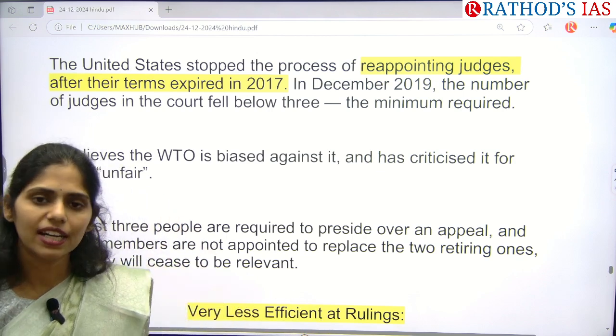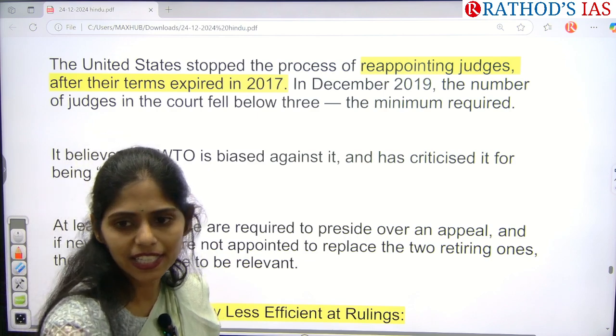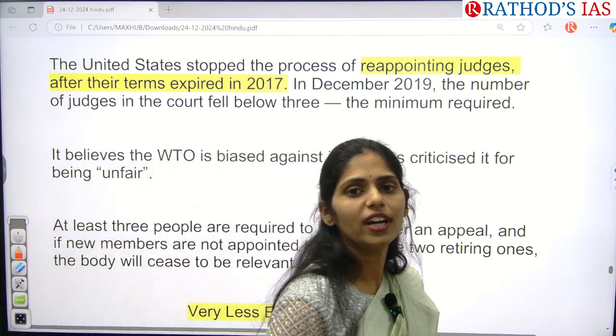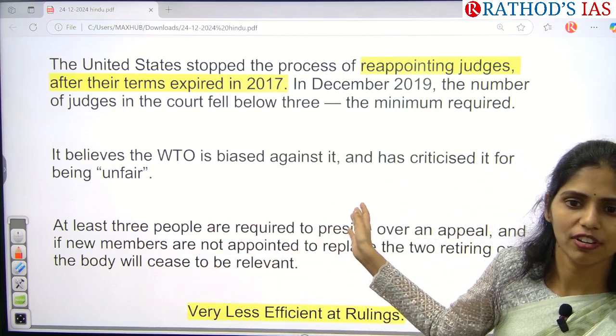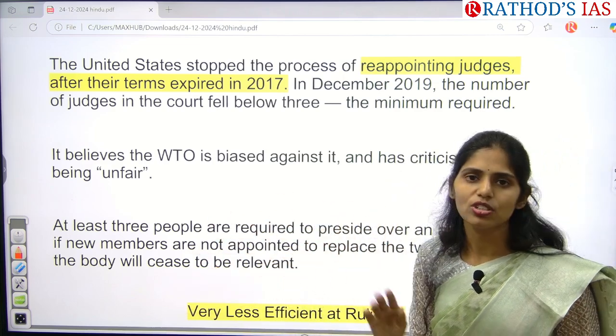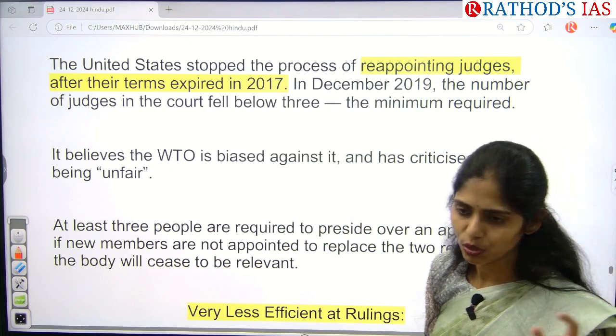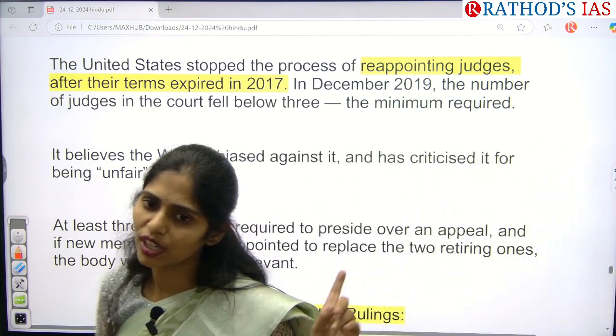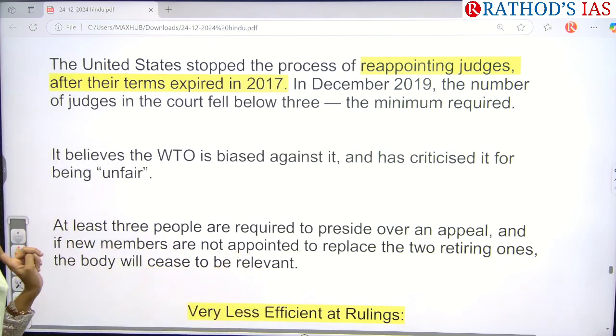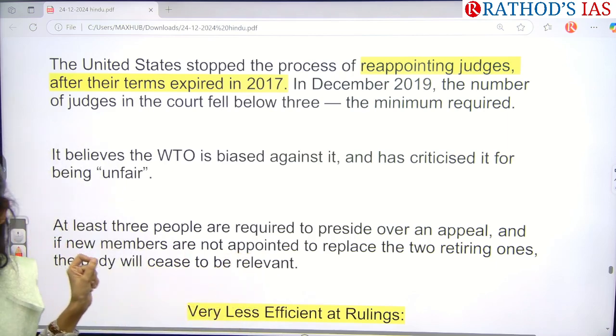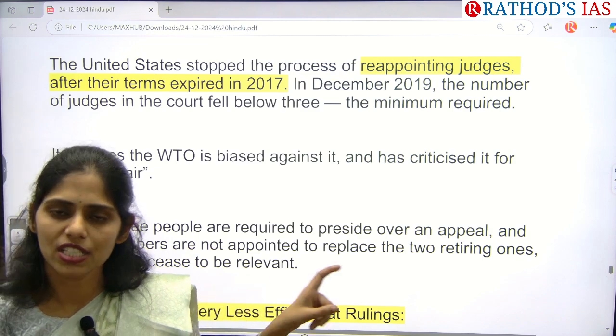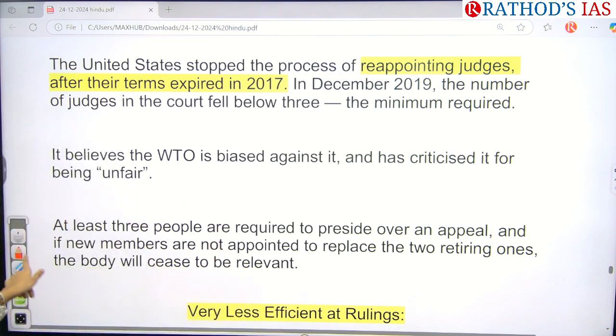If any country is having a problem, they will file cases in this appellate body. If they are not getting justice, can we ensure free and fair trade? No. Because of this, if you get any question regarding the working of international organizations, you can add that the appellate body of WTO is not working because of no proper appointment of judges, which has been stopped by the US.